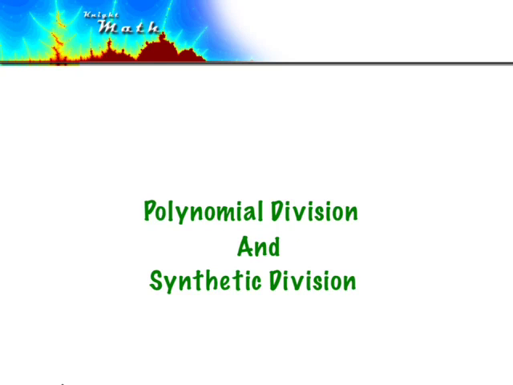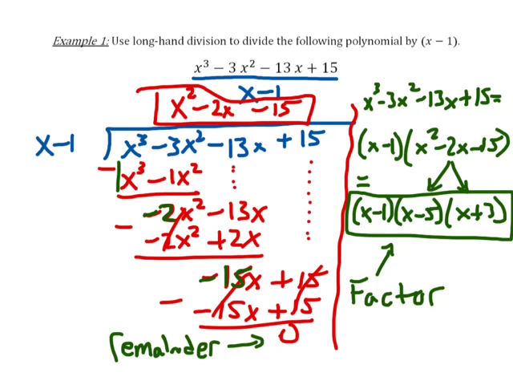Alright, this is part 2 of our videos on polynomial division and synthetic division. In part 1, we looked at using longhand division to divide a polynomial by x minus 1. And we ended up taking that division and using it to factor the polynomial into 3 terms like this. Now we want to look at another way to do this that uses a little less space.